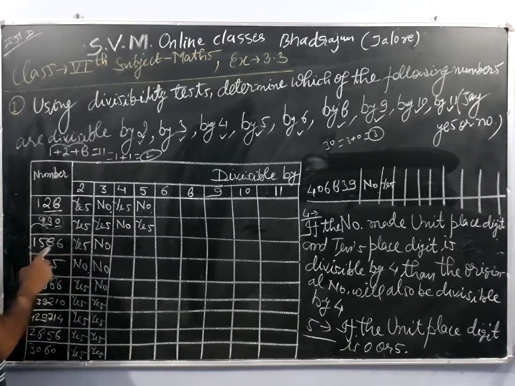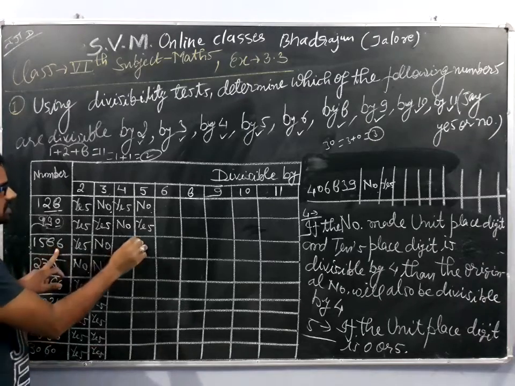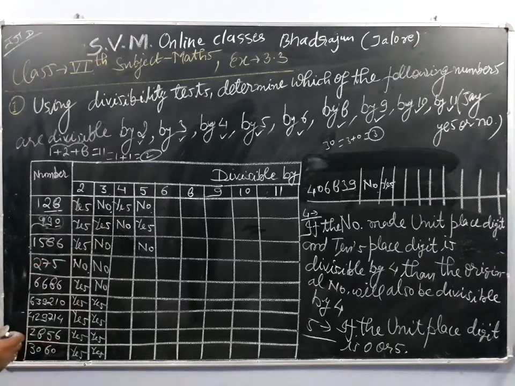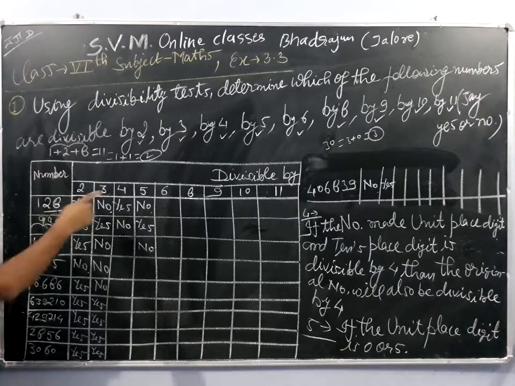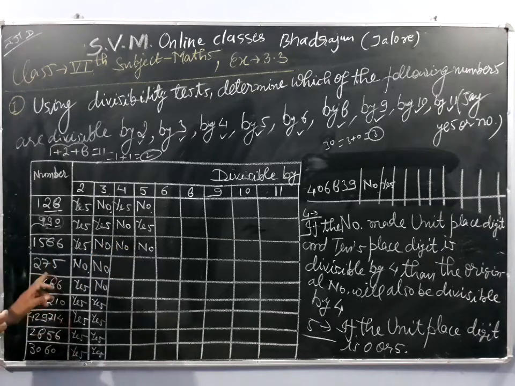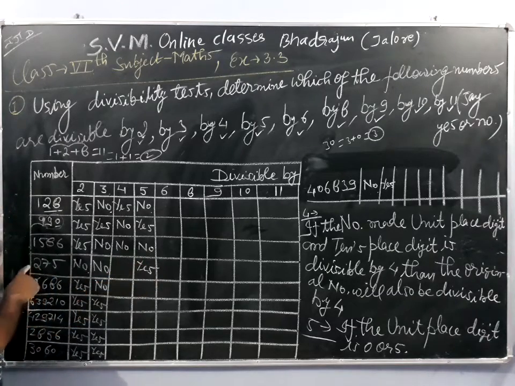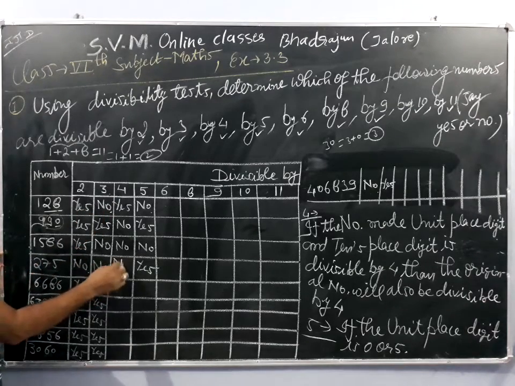Let us move towards 1586. Here we are seeing that the unit place digit is 6, hence the number is not divisible by 5. Now we will check for divisibility of 4. So 86 is the number by which we will check whether the complete number will be divisible by 4 or not. When we divide 86, 8 will be divisible, 6 will not be divisible, hence 86 is not divisible by 4. So 1586 will not be divisible by 4. Okay. Let us move to our 275. Unit place digit is 5, then the number is divisible by 5. Okay. Now 75 is not divisible by 4, hence the whole number is not divisible by 4.